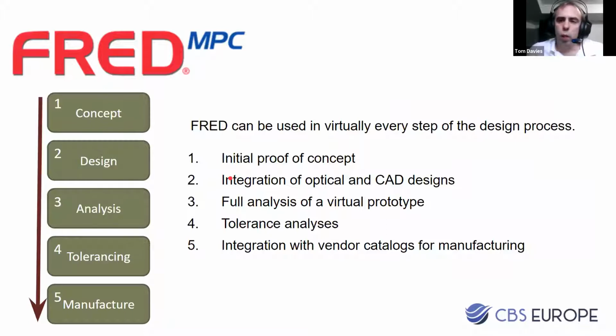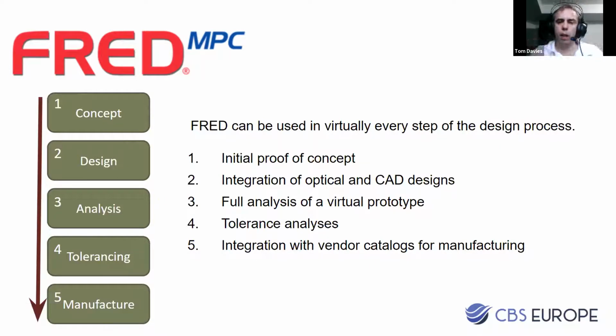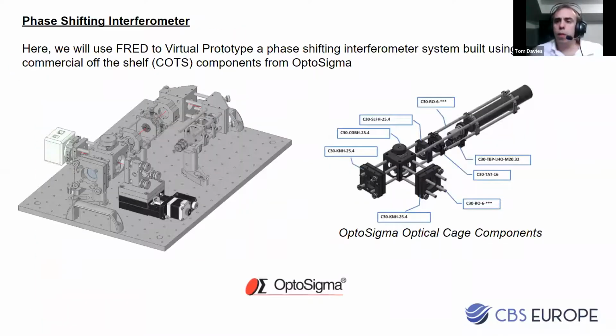Quite simply, we like to say that FRED can be used in virtually every step of the R&D process, from the initial proof of concept through the initial designs, full analysis of the virtual prototype optomechanical system, and then tolerancing, debugging any issues with any sort of prototype, and then finally getting it ready for manufacture by integrating with vendor catalogs for suitability for manufacturing. So that was just a brief introduction to FRED.